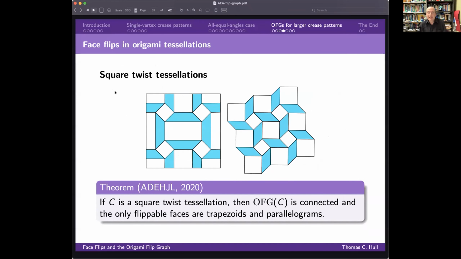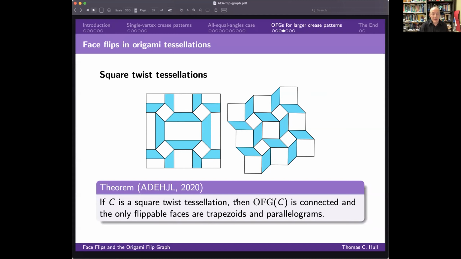What about square twist tessellations? These are a very popular type of origami tessellations. Well, actually, we already looked at this case. We saw the square twist and saw that it has these non-flippable faces and these flippable faces. Here, the cyan or blue faces are the flippable faces. And if you make a square twist tessellation, those are the only faces that are going to be flippable. So you get these nice pictures telling you what faces are flippable.